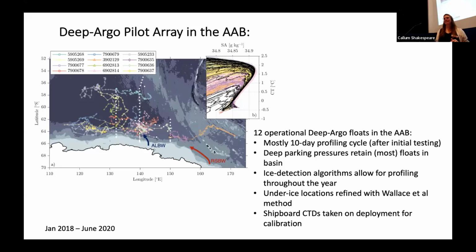Does anyone have any questions before I move away from the technical stuff? How long does it take to come up from 6,000 meters? I think like a couple hours. So there are profiles that I'll show you later when one of the floats was still in its initial testing phase that ended up doing basically daily profiles. It's a trade-off, right? If you do more frequent profiles, you're going to run out of battery faster.